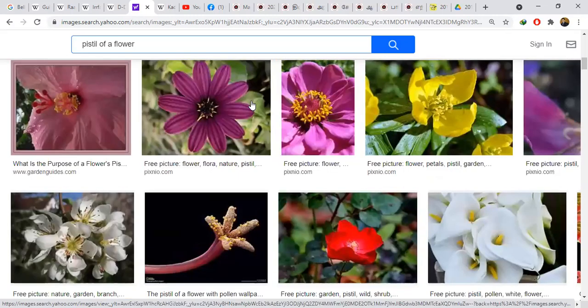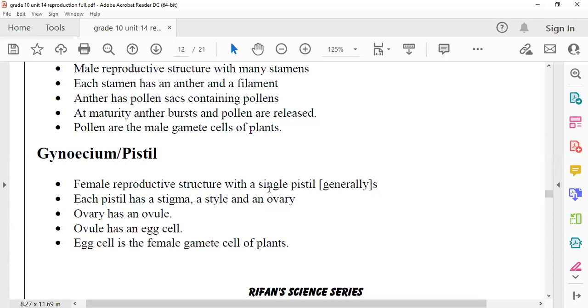So, gynoecium is the female reproductive structure, with a single pistil. It has three parts called stigma, style, and ovary. Inside the ovary, there are ovules. Ovule has an egg cell. Egg cell is the female reproductive cell, the female gamete. That is already mentioned to you, no need to write it as a separate point.